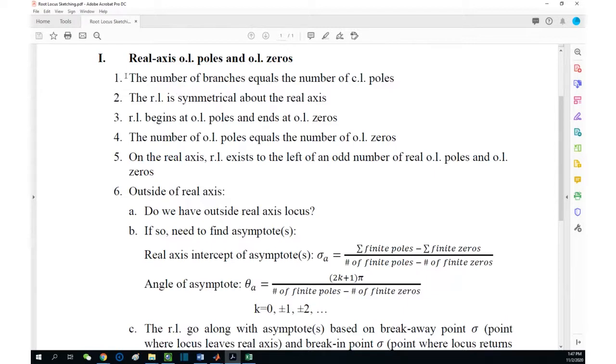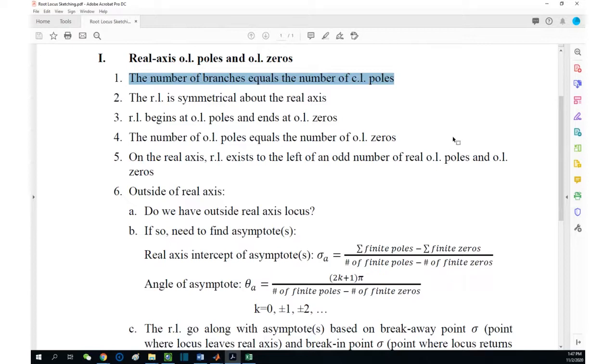First, there are some properties here. First, the number of branches of the locus equals the number of closed loop poles. Why so? Can anyone understand this? It's actually very easy, right? How many branches you have is all up to how many closed loop poles, because the root locus is the path of closed loop poles. If you have only one closed loop pole, then you should have just one branch of the root locus.